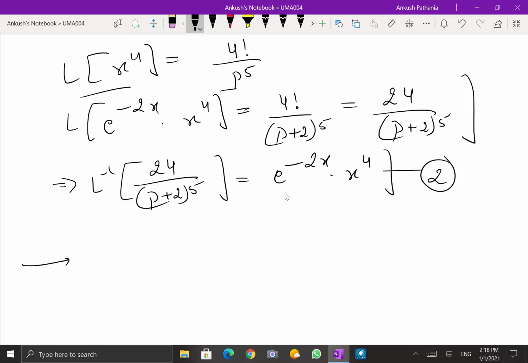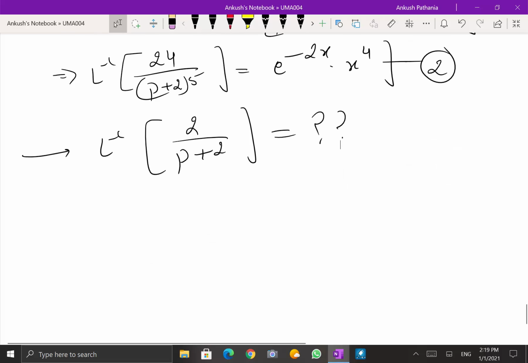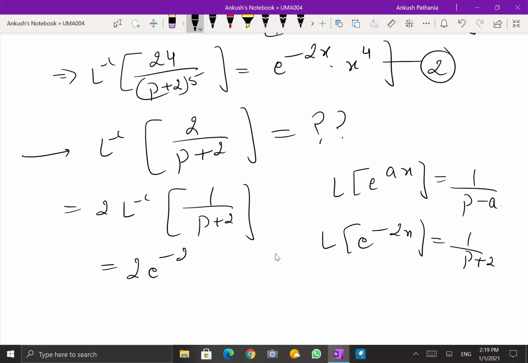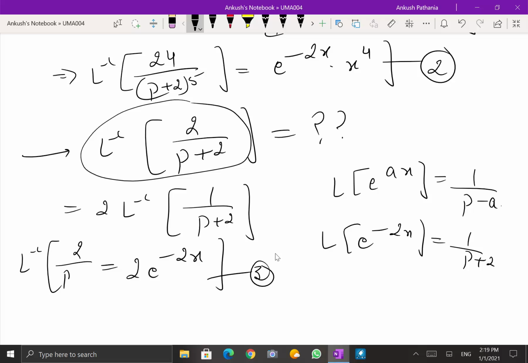Now the second was the Laplace inverse of 2 upon (p + 2). The second term was this one. You can see this is a direct formula, the Laplace of e raised to power ax. I can even avoid using the first shifting property here. I can directly write it as 2 times the Laplace inverse of 1 upon (p + 2), and I know very well that the Laplace of e raised to power minus 2x is 1 upon (p + 2). So this is 2 times e raised to power minus 2x. So this is equation 3, the Laplace inverse of 2 upon (p + 2).